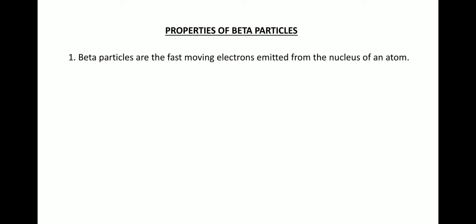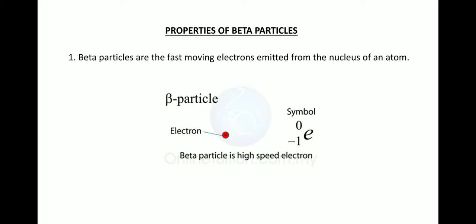Next, we have the properties of beta particles. Beta particles are the fast moving electrons emitted from the nucleus of an atom. So, if any electron is produced by the nucleus of the atom, then those are called beta particles, and we write the symbol as an electron because its mass is equal to the mass of an electron, and it is negatively charged and it has -1 as the atomic number.